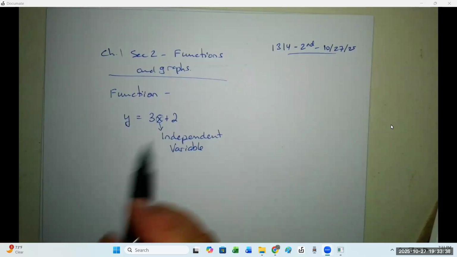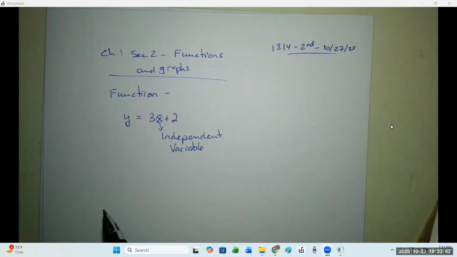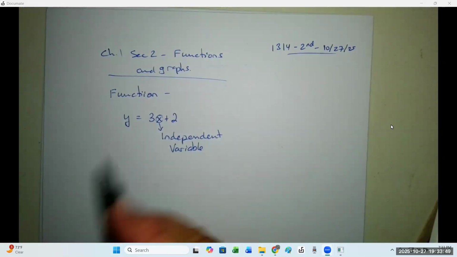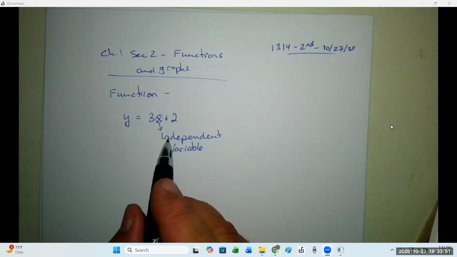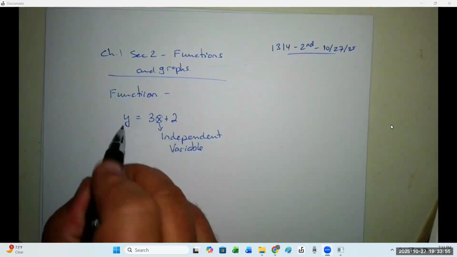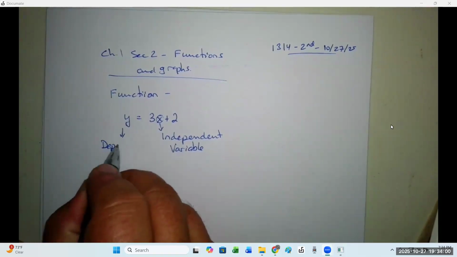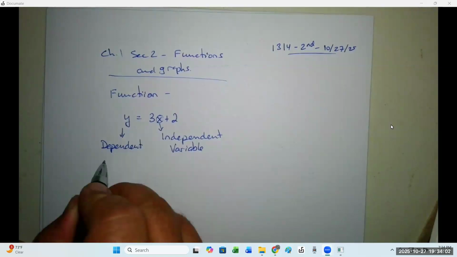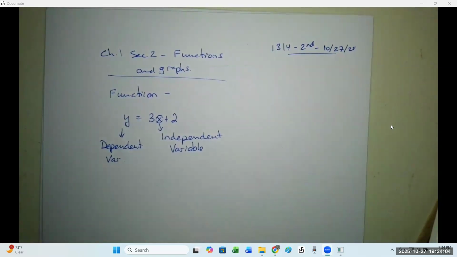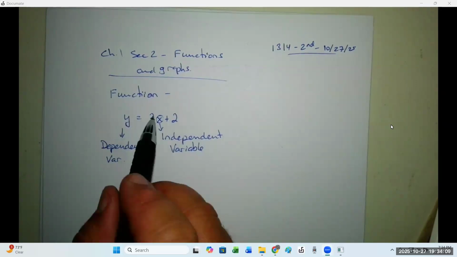It's independent because I can't do anything until I define what x is. Once I define what x is, then I plug it in there and it can tell me what the y value is. So x is independent. It can be whatever it wants to be. That means the value of y has to wait for x. So it's dependent. It's a dependent variable because you can't tell me what y equals until x is defined.